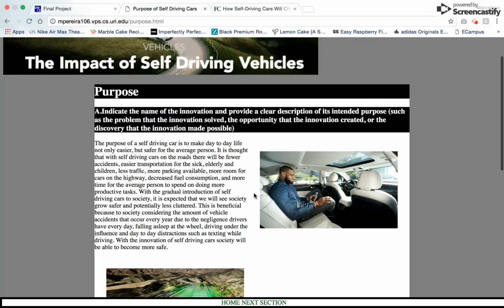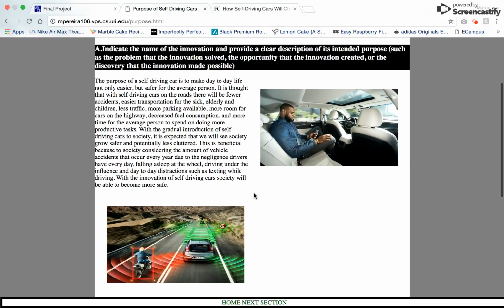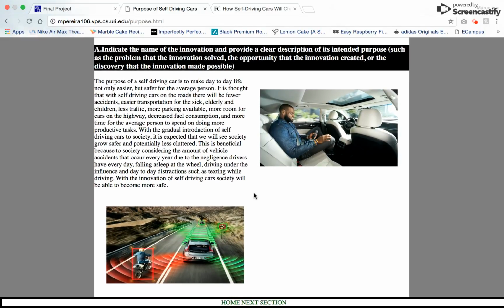So those are some things that will come with the innovation of self-driving cars. I know that Google and Tesla, as well as a few other car manufacturers, are coming out with these self-driving cars, and they're definitely not used by everyone, and they're not super prominent in society yet. But this innovation is definitely something that we will see take off.